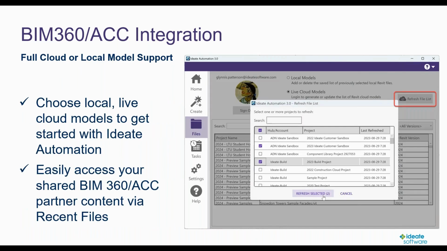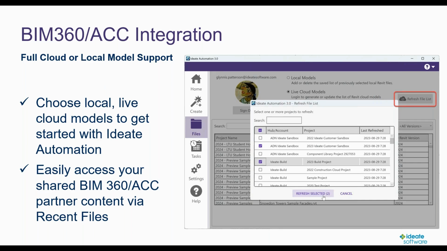Okay, so further integration then with BIM 360. We need to read models from your hub or hubs. We require you to do what we're calling a kind of custom integration. You just need to add the Ideate Automation app to be able to read files on your hubs. That's all we're doing. We're not reading any other information or anything like that. We're just reading the file list so that you can then get access to the files that you are working on via those various hubs.